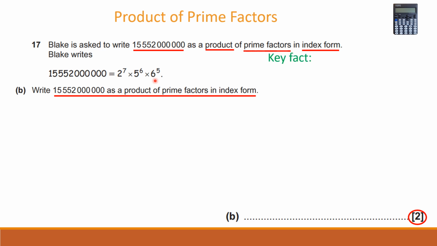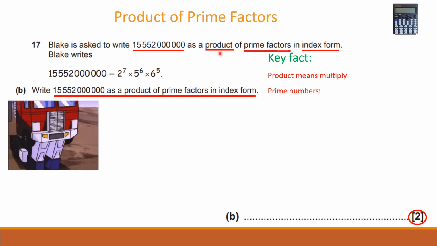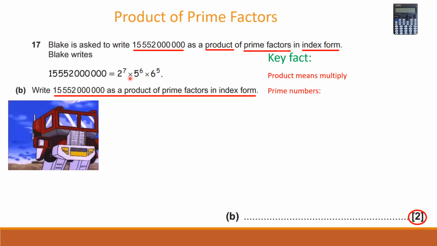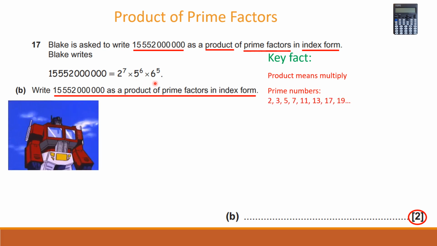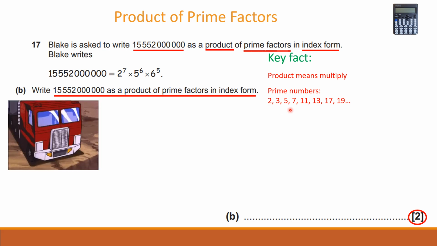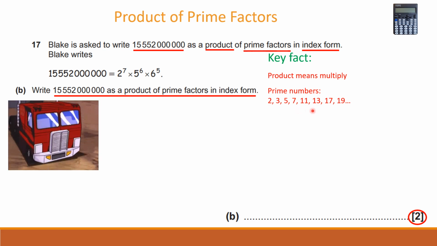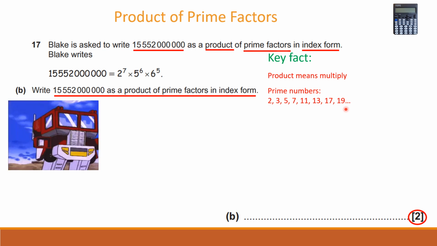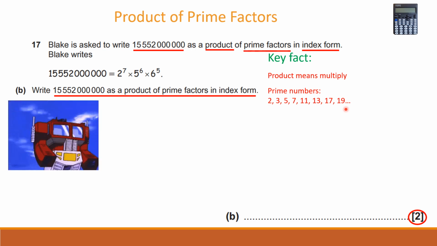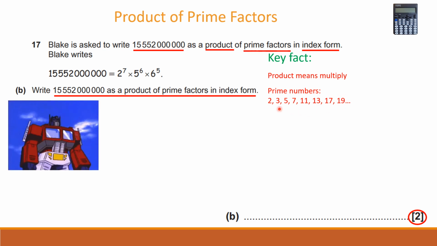The key facts you need to be able to answer this question are that the word product means multiply, so it's mentioned twice in the question. Prime numbers: you need to know what your prime numbers are. The numbers 2 and 5 are prime in this question, but the 6 is not prime. Your prime numbers are 2, 3, 5, 7, 11, 13, 17, 19, etc. They can only be divided by 1 and themselves. That's the definition of a prime number. So these are the first few.